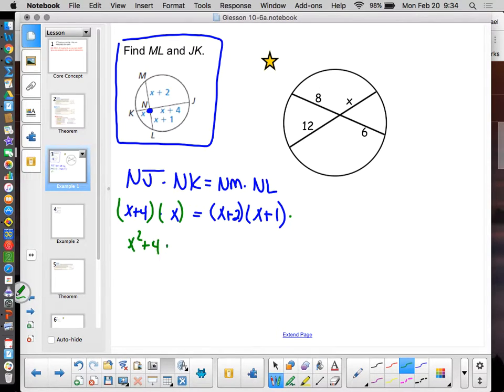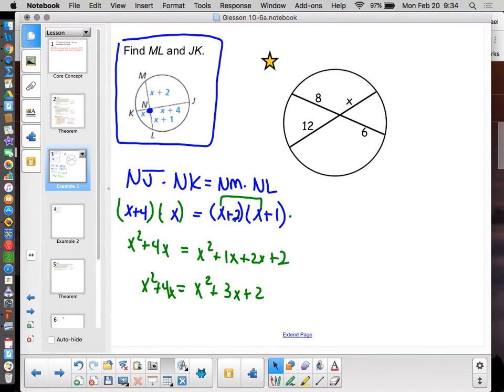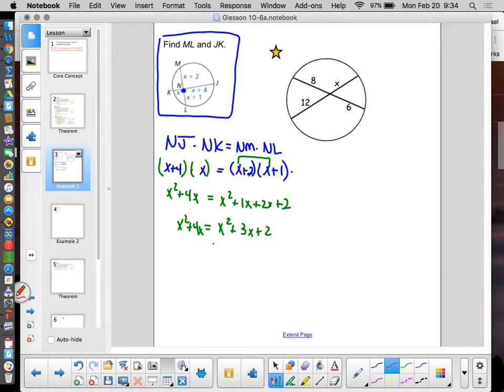This one isn't bad. This is just distributive property. This gives me x squared plus 4x. This side I have to FOIL out. So x times x is x squared. x times plus 1 is plus 1x. Inside is plus 2x. And last is plus 2. So x squared plus 4x equals x squared plus 3x plus 2. Now, that looks horrible, but since it's just a single x squared on each side, I just subtract x squared from each side and I get 4x equals 3x plus 2.